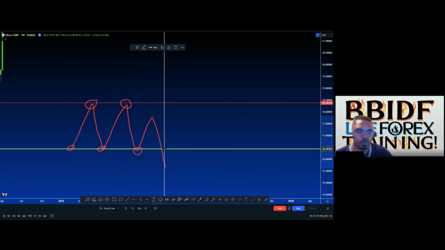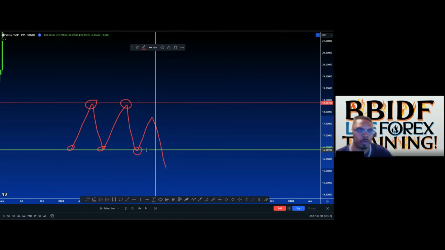What is this zone now? Well, before you answer that, did price break below support? Yes or no?